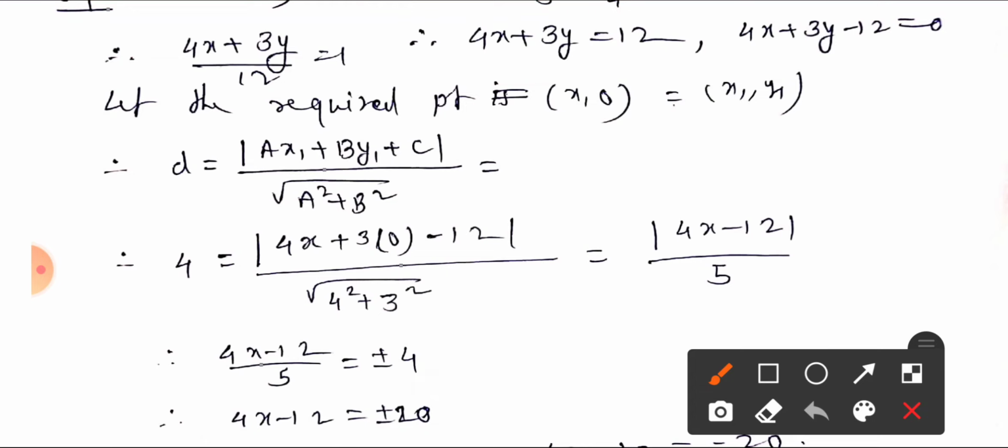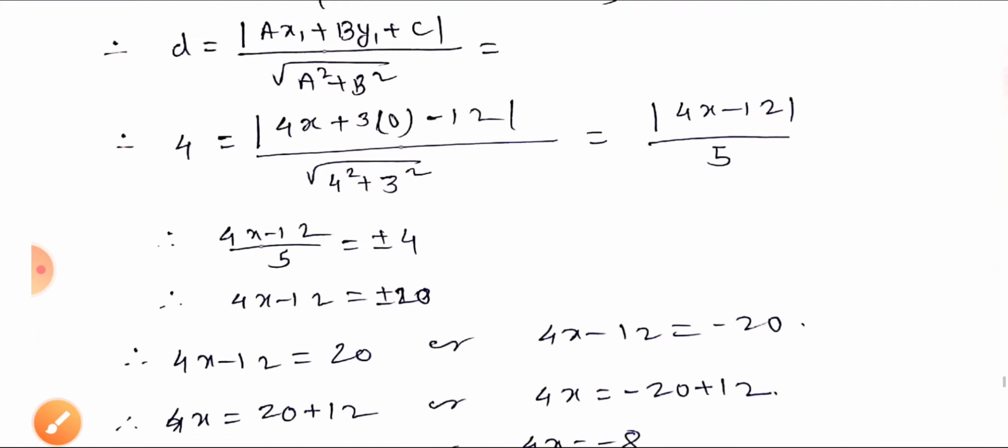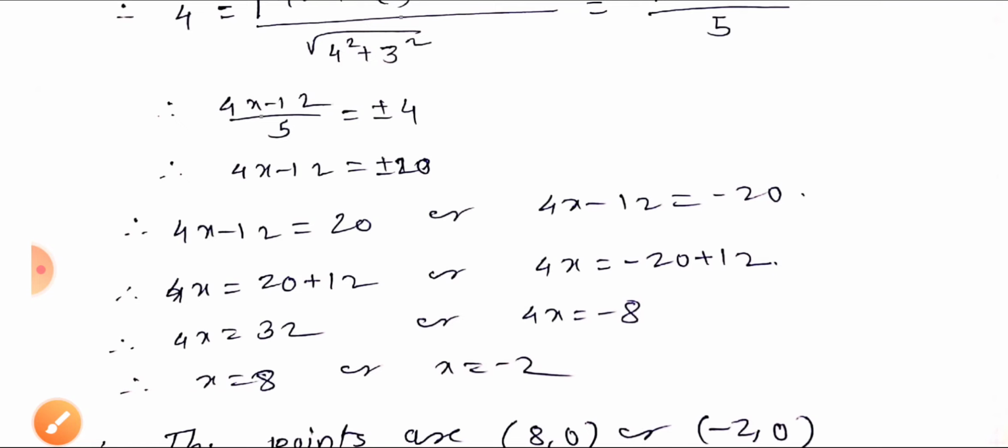So this is equal to modulus of (4x minus 12)/5. Here modulus means a positive or negative value comes. So we write it as (4x minus 12)/5 equal to plus or minus 4, or 4x minus 12 equal to plus or minus 20. Therefore we have 4x minus 12 equal to 20 or 4x minus 12 equal to minus 20.